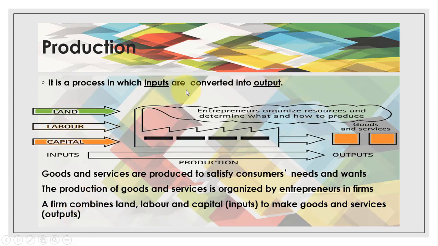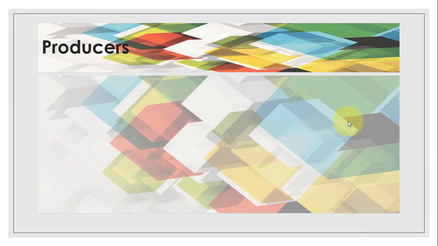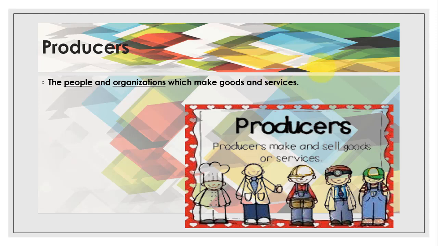And you can see in the diagram as well, the production process is shown. On the left side, the inputs are shown, and in the production process, inputs are the first three factors of production: land, labor, and capital. And on the right side, you can see the output. The output of production process is in the form of goods and services. And what does the entrepreneur do? In this production process, entrepreneurs organize resources and determine what and how to produce. Producers. Producers are simply those people and organizations who make goods and services.